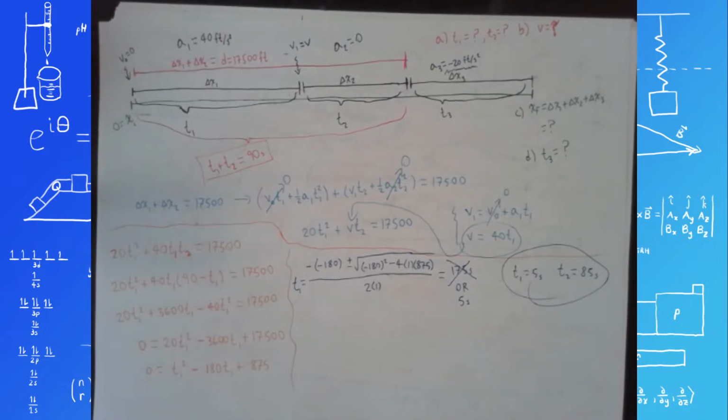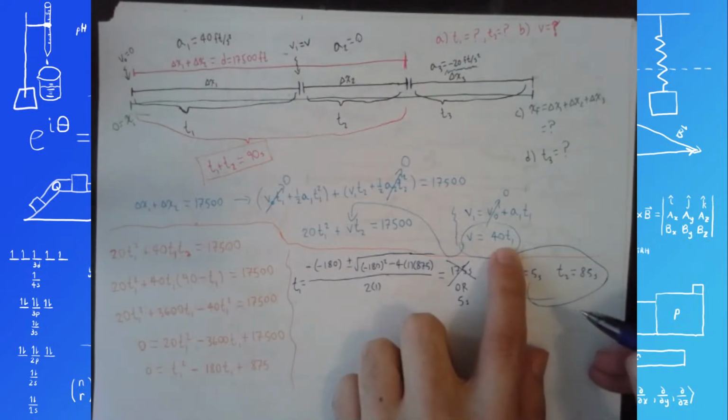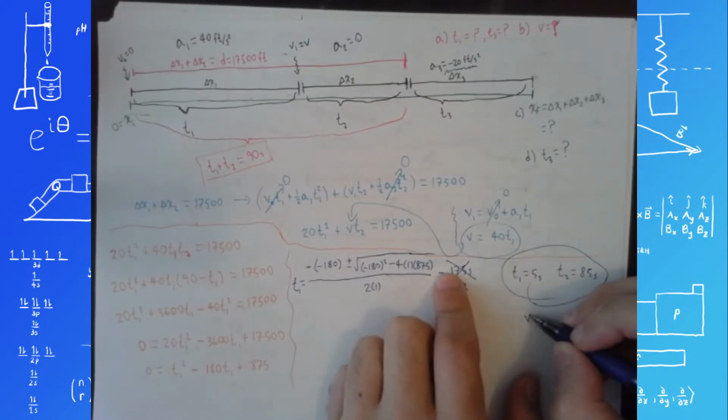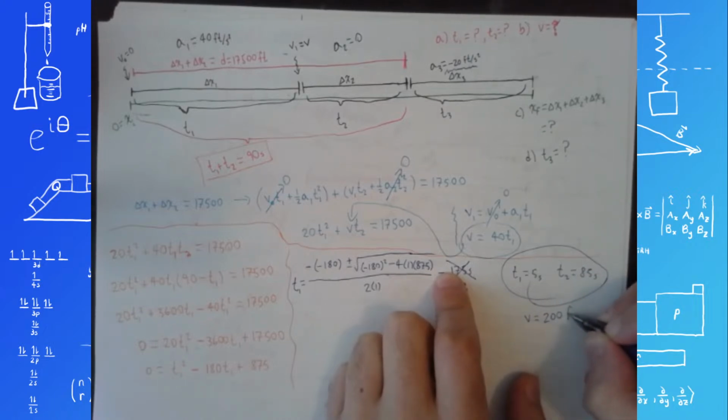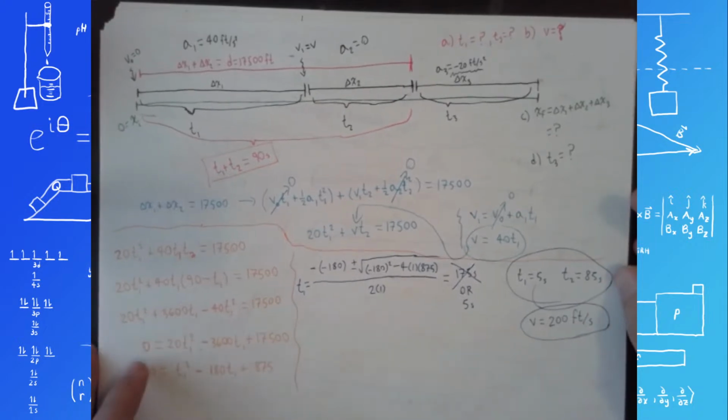And there's part A. Part B, solving for V. V is equal to 40 times T1, so 40 times 5 would be 200 feet per second. You might be in the habit of writing that as meters per second, so that's the one thing to watch out for with this problem. It uses different units. Be careful about that.